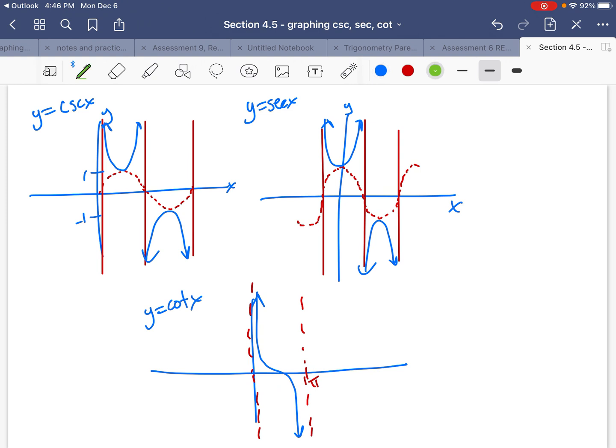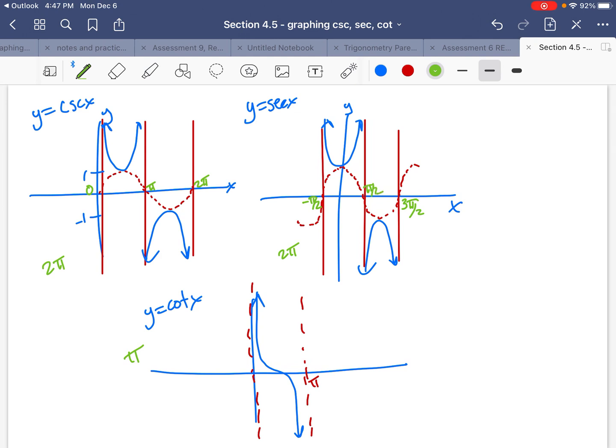And so you know that the period of these two guys is 2 pi. Period of cotangent is pi. And some other things to note. Look at the asymptotes here: 0, pi, and 2 pi. And then over here, it's negative pi over 2. And what would this one be? This would be 3 pi over 2. And this one is pi over 2.